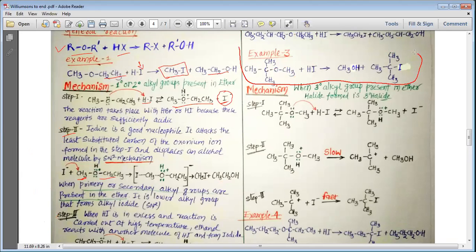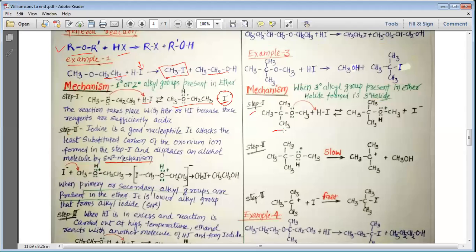Now why does this happen? What is the reason that this example 3 takes place? This is again a particular situation. If there is a tertiary alkyl group present in the ether, then iodine will be bonded to the tertiary group. When a tertiary alkyl group is present in the ether, the halide formed is a tertiary halide. Why does it happen? Let us understand it with the help of the mechanism.